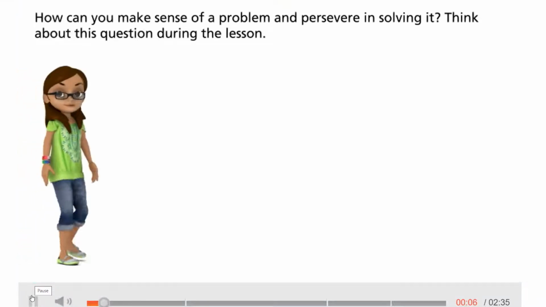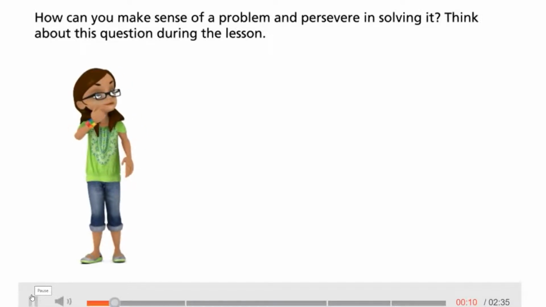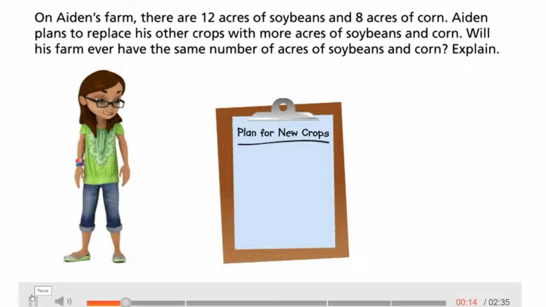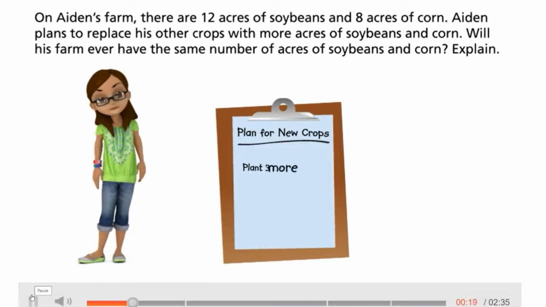How can you make sense of a problem and persevere in solving it? Think about this question during the lesson. On Aiden's farm, there are 12 acres of soybeans and 8 acres of corn. Aiden plans to replace his other crops with more acres of soybeans and corn. Will his farm ever have the same number of acres of soybeans and corn? Explain.